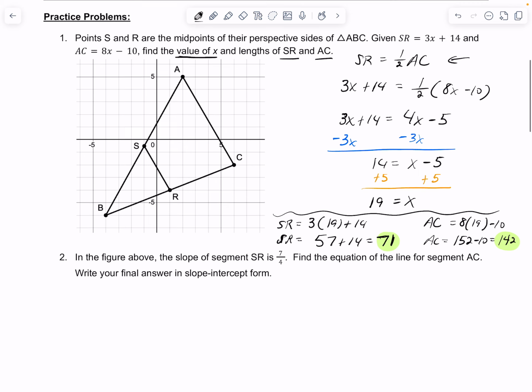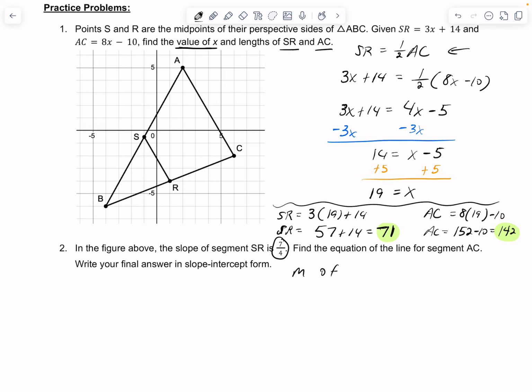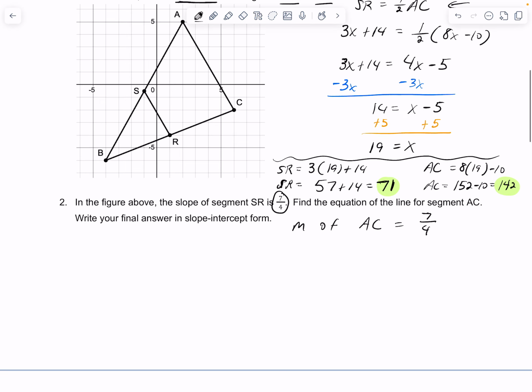Let's look at question 2. Same figure, and it's telling us the slope of segment SR is 7/4. Find the equation of the line for segment AC. Well, the other piece of the triangle midsegment theorem is that the midsegment and that third side of the triangle are parallel. So if we know that the slope of our midsegment is 7/4, the slope of that side AC is also going to be 7/4. They want us to write our answer in slope-intercept form.